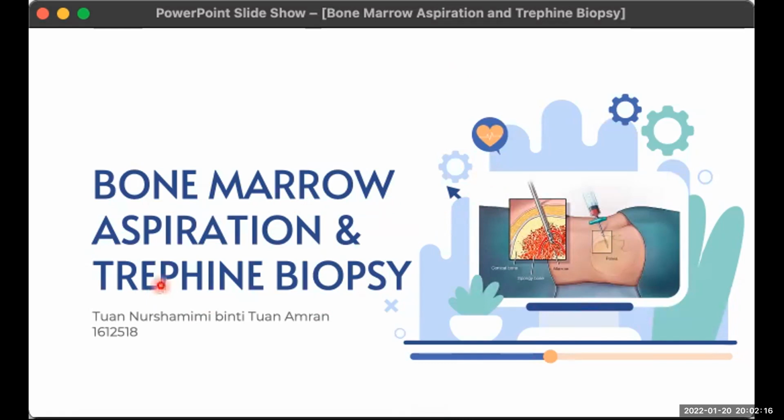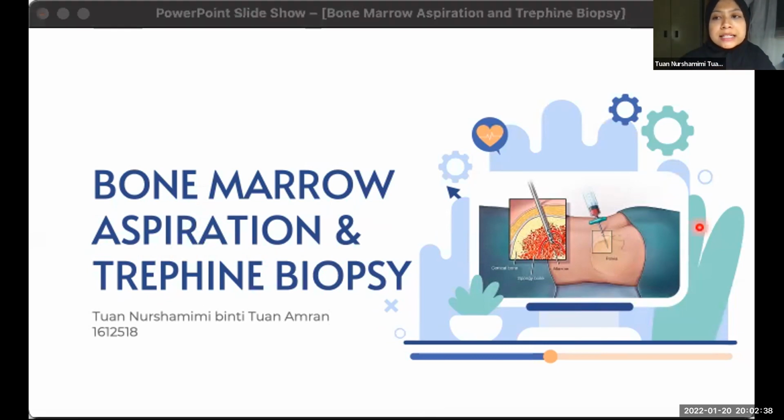So just to recall what's the difference between aspiration and biopsy. Basically we do aspiration when we want to do cytology, we want to study the morphology of cells, and we do biopsy when we want to examine the architecture and cellularity of a tissue. In this case, we want to study the bone marrow.